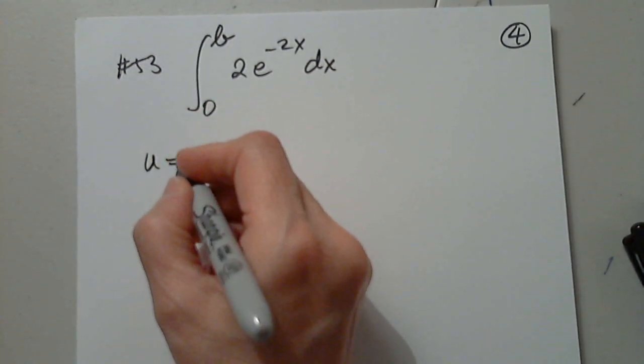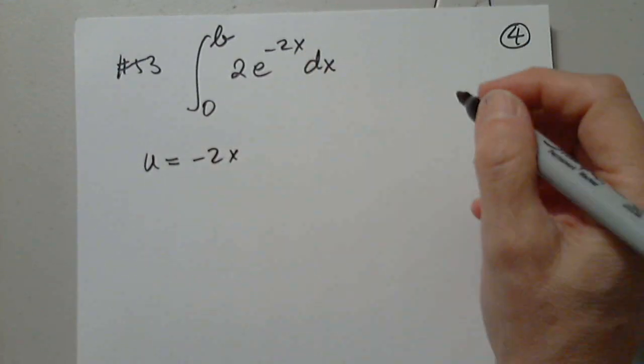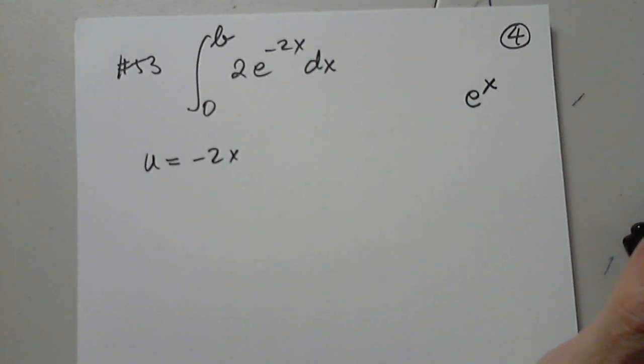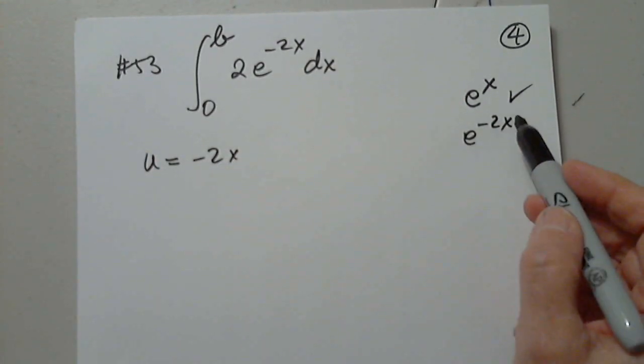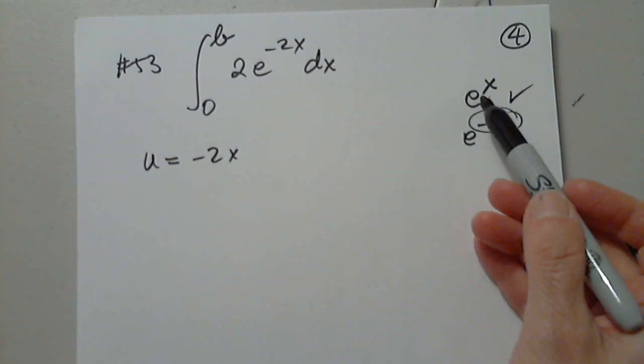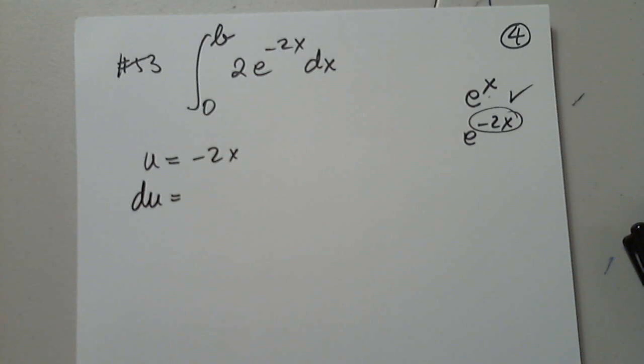So let u, what do you think? Negative 2x. Of course, this is the problem. E to x is nice, awesome. E to negative 2x is not, because this is a function inside a function, e to the x. Awesome. I need du. Without du, I cannot continue. That's my next step. First, I find a substitution. If it doesn't work, I'll go back and find another substitution.